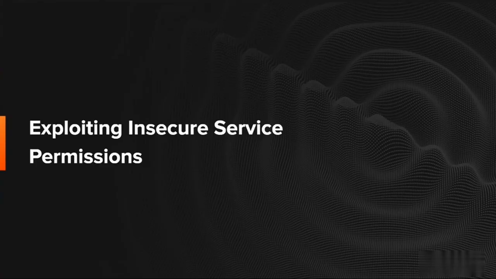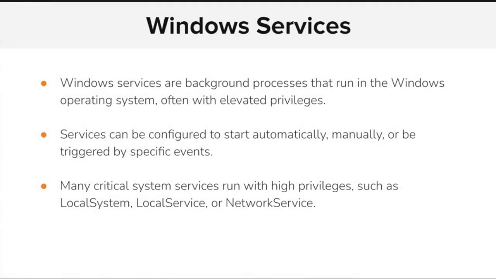Before we get started with the practical aspect of this, we need to understand a couple of things with regards to Windows services and what exactly we are exploiting in terms of misconfiguration. So, what are Windows services and how do they work? Windows services are background processes that run in the Windows operating system, often with elevated privileges, given that they run in the background and start up when the system starts up or when a user logs in. Services can be configured to start automatically, manually, or be triggered by specific events.